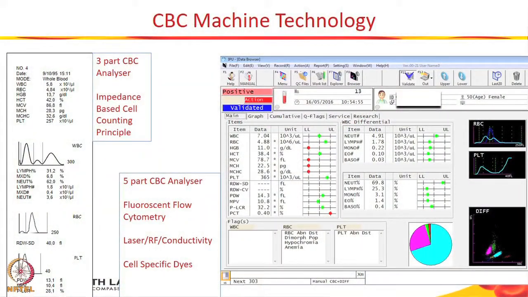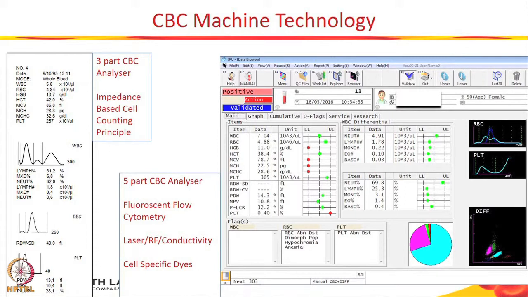Typically, this is a 3-part machine, what we label the simplest machine, which is still very popular in India. This is a 5-part machine. Typically, from the engineering aspect, it used a simple electrical impedance principle for cell counting. Now, the newer machines, in addition to electrical impedance, use fluorescent flow cytometry, they use dyes, they use flow cytometry light scatter, they use a combination of laser light scatter, radio frequency, and conductivity to look at cell populations and differentiate them from each other to give us a WBC count. They also look at specific dyes. So you have certain dyes binding to certain cells, which will say, okay, this is this cell and this is some other cell, based on a protein or a dye which it binds to.